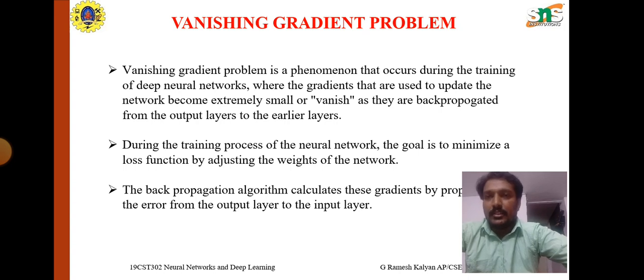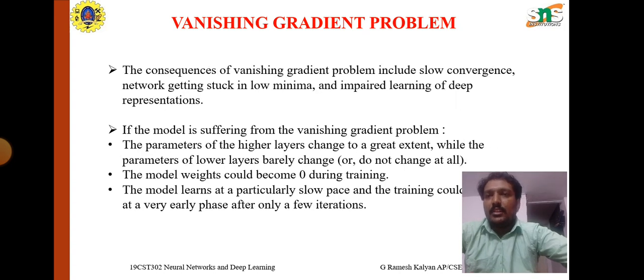During the training process of a neural network, the goal is to minimize the loss function by adjusting the weights of the network. The backpropagation algorithm calculates these gradients by propagating the error from the output layer to the input layer. The consequences of vanishing gradient problem include slow convergence, the network getting stuck in local minima, and impaired learning of deep representations.